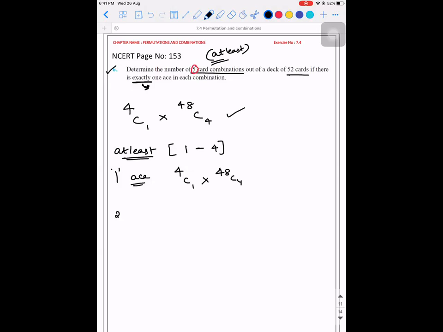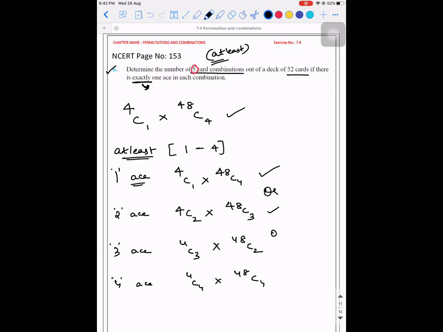If I pick 2 aces, 4C2 into 48C3. 3 aces, 4C3 into 48C2. 4 aces, 4C4 into 48C1. Means I can either perform this task, or this task, or this task, or this task, which will satisfy my condition of at least. So I have to add them.